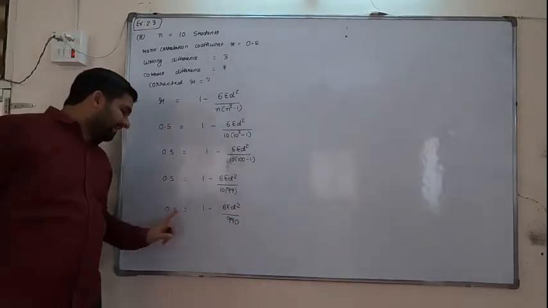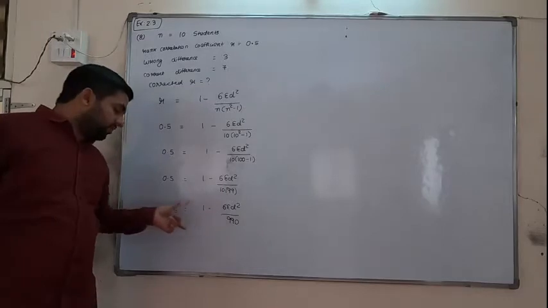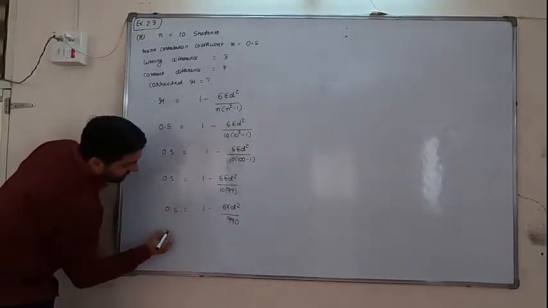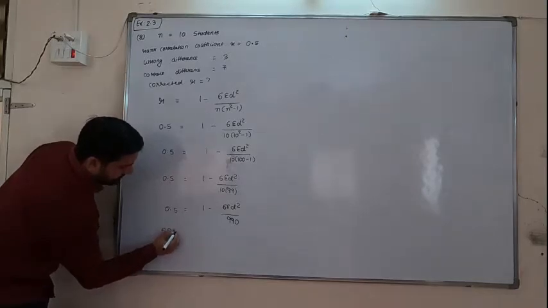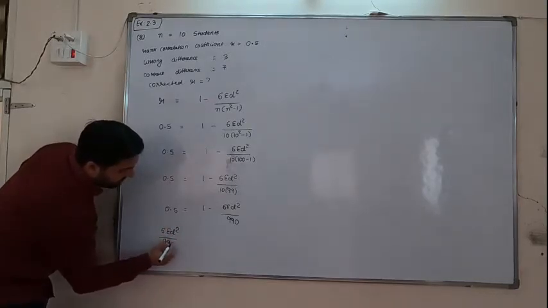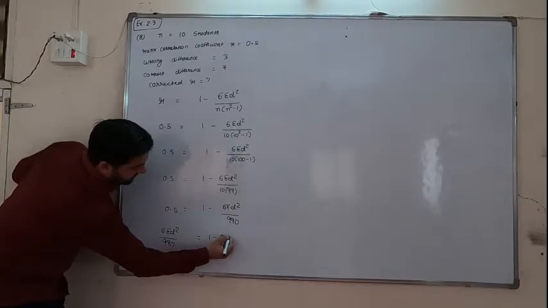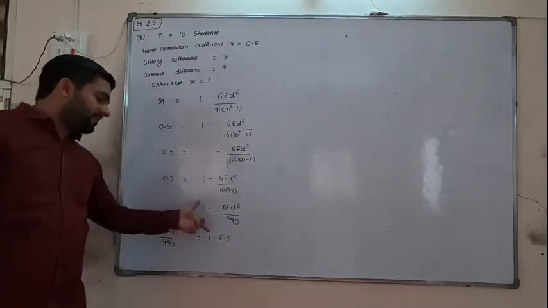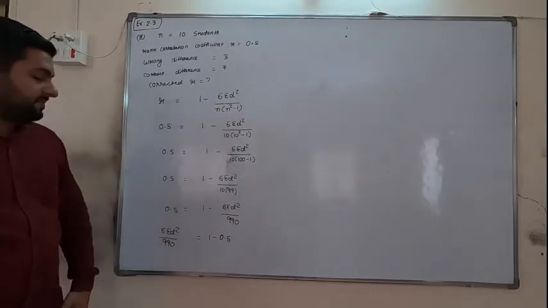Now this 990 we cannot transfer directly. This whole term we transfer here and 0.5 we transfer there, so this minus term will become plus. So 6 sigma d square divided by 990 is equal to 1 minus 0.5. Plus 0.5 goes here, minus 0.5. This term comes here, so it comes in plus.